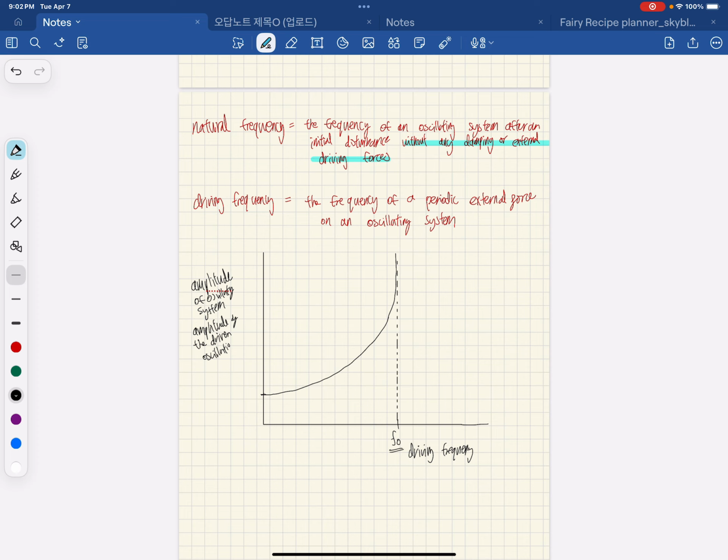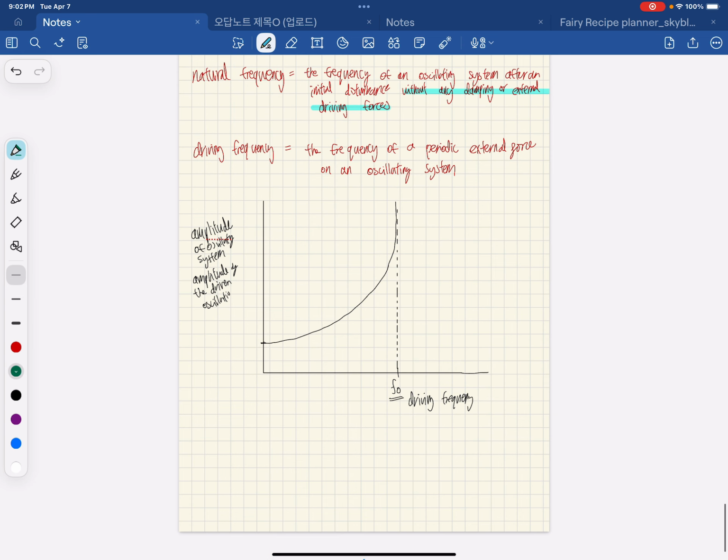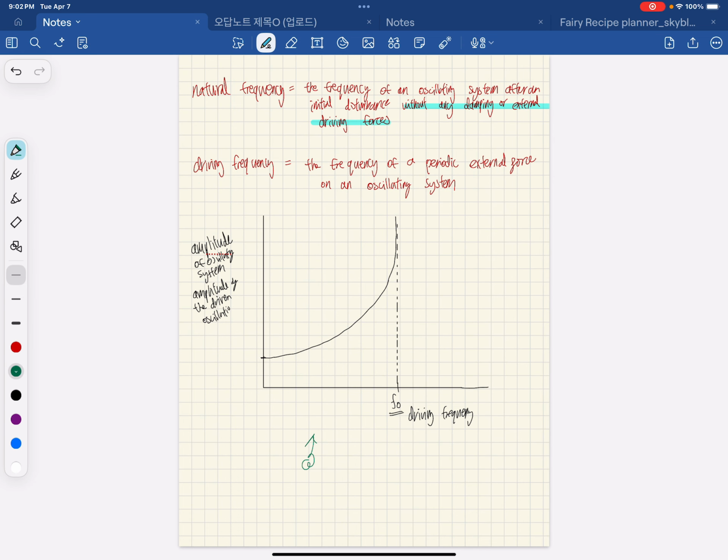And one very important thing that I forgot to mention beforehand is that this graph is assuming there is no damping. So basically, this diagram is impossible. Obviously, how do you reach infinite amplitude? That's not possible in the real world. But theoretically, without any damping, if the driving frequency perfectly matches the natural frequency, then the amplitude will be infinity.